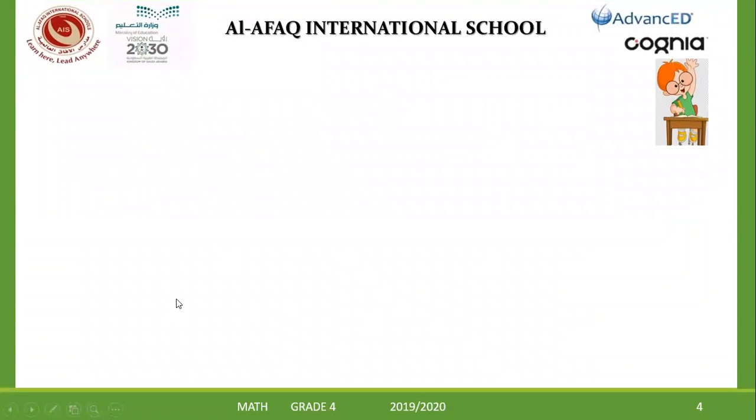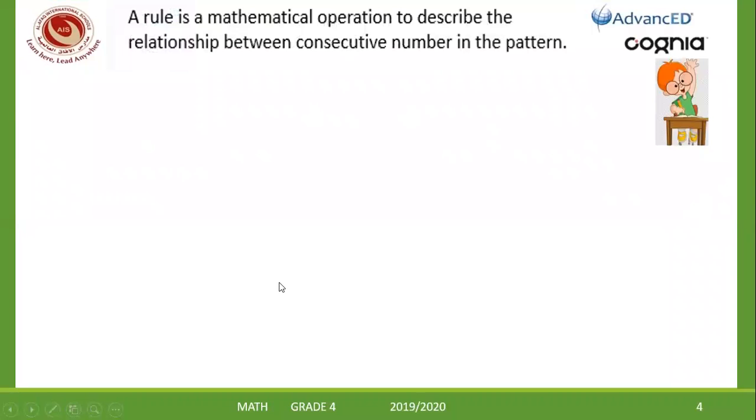As we talked in the first lesson in this topic, the meaning of the pattern rule: a rule here is a mathematical operation to describe the relationship between consecutive numbers in the pattern. As we saw in the previous lesson, if the numbers are growing up or increasing, we can use addition. So we can express the pattern, if it is increasing, by using add.